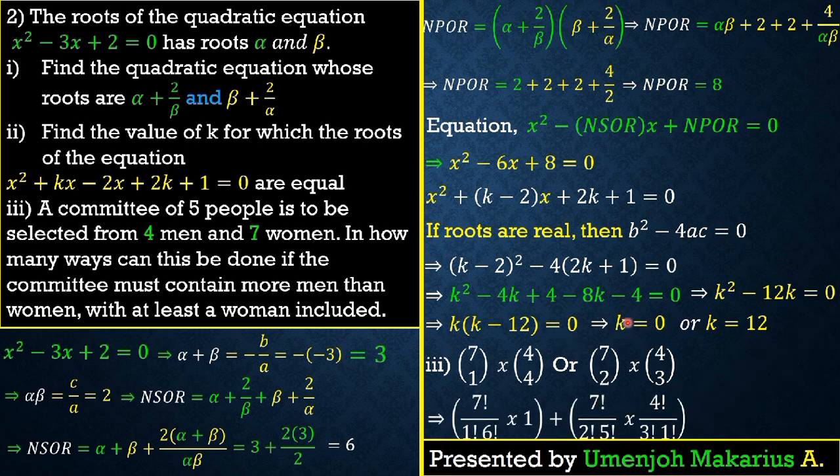If we simplify that, we are going to have 7 factorial over 1 factorial 6 factorial. Keep in mind that 4 combination 4 is 1, and "or" means addition. So we have 7 factorial over 2 factorial 5 factorial, multiplying 4 factorial over 3 factorial 1 factorial. Simplifying that, we are going to have an answer of 28 ways.